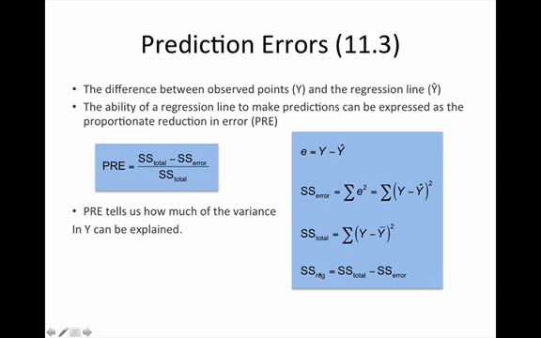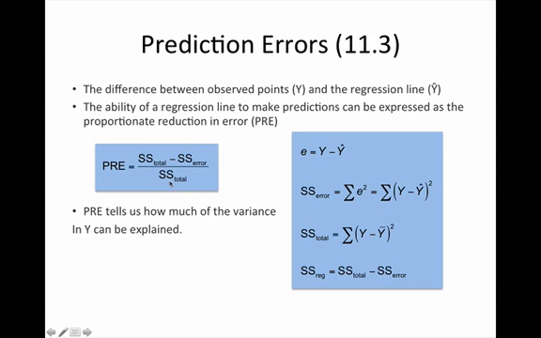Now, remembering that prediction errors refer to the difference of the observed points from the regression line, I want to start to introduce the idea of the proportionate reduction in error. The ability of any regression line to make predictions can be expressed in the proportionate reduction of error. And once we have these terms that we've just gone through, the sums of squares for error, the sums of squares total, and the sums of squares for regression, I can solve for the proportionate reduction of error by subtracting the error term from the total and dividing by the total.